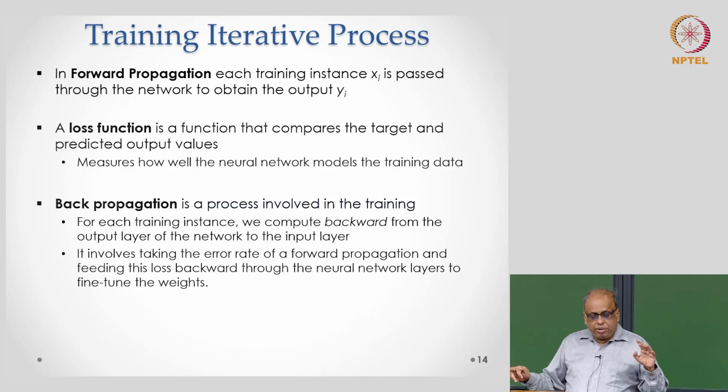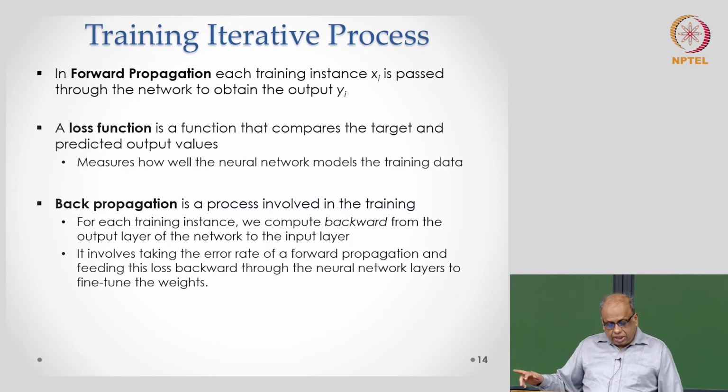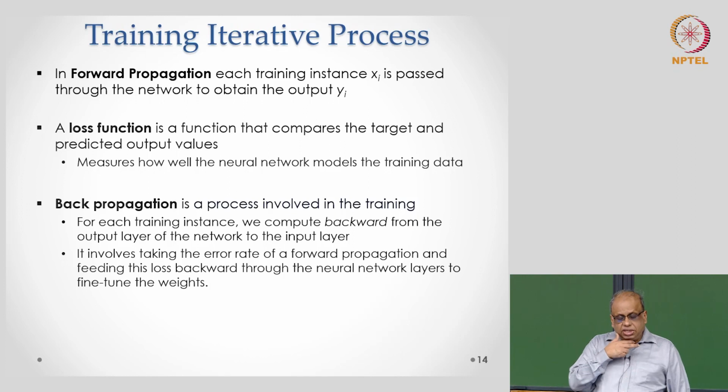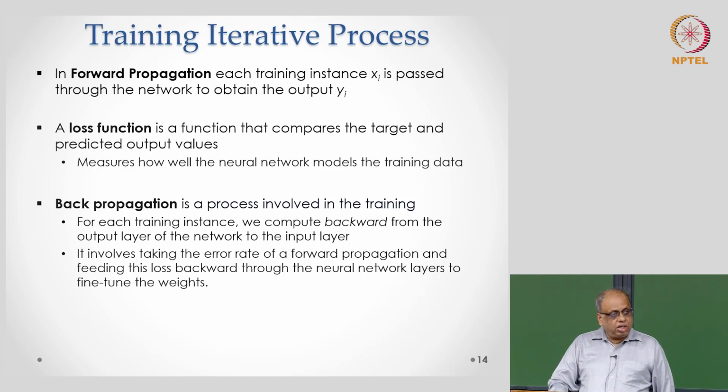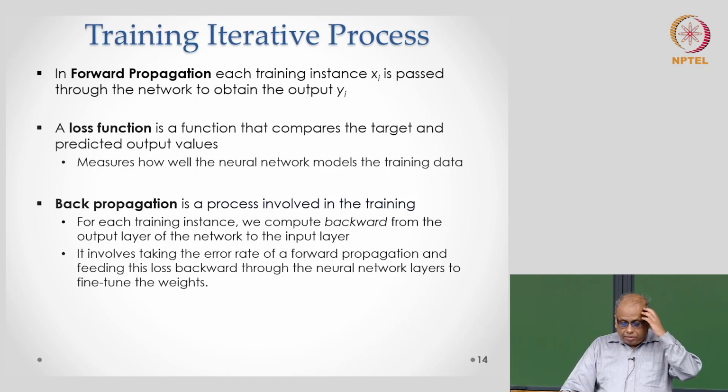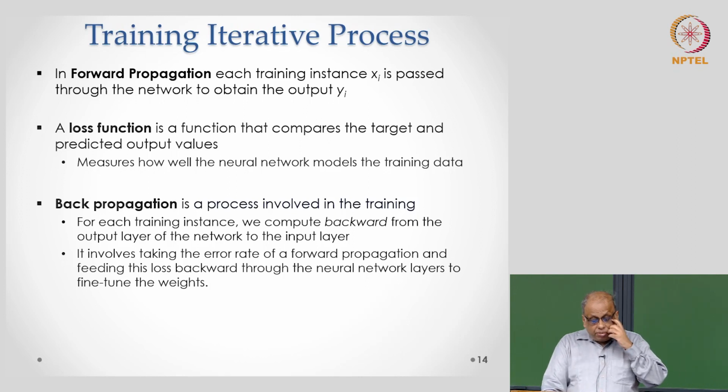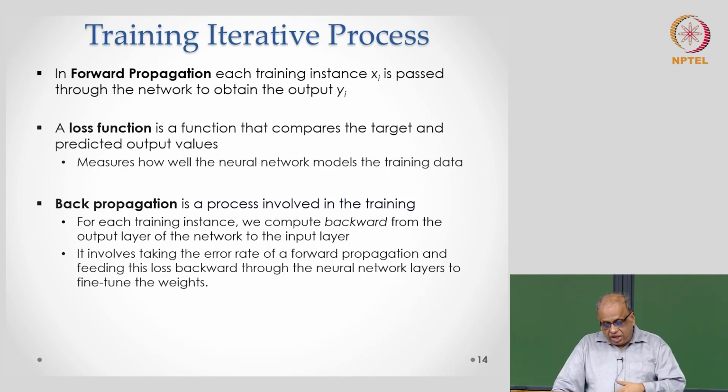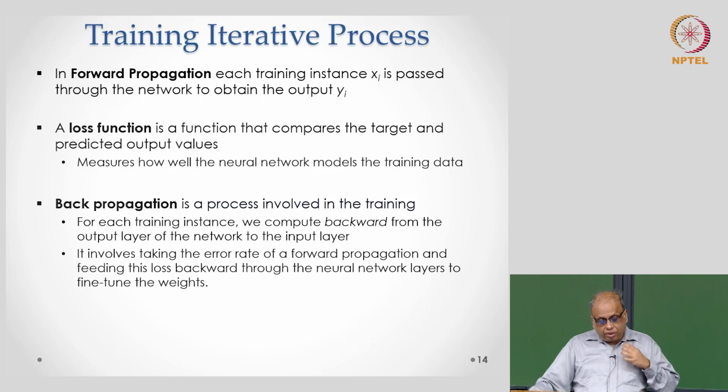But sometimes what happens, it would be maybe 70% correct. And then you have to tune the weights again and again. And for that, what we have is back propagation. So what back propagation does is that for each training instance, we compute backward from the output.